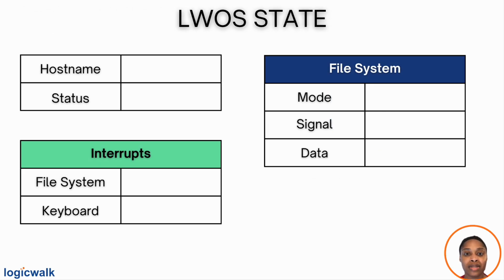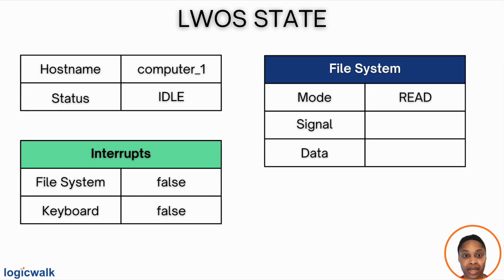Suppose the LWOS is currently in the following state. The host name is computer1 and the status is idle. For interrupts, both the file system and keyboard are false. In the file system, the mode is set to read. The signal is false and the data list is empty. We've omitted some attributes that are unaffected during the file system operations.